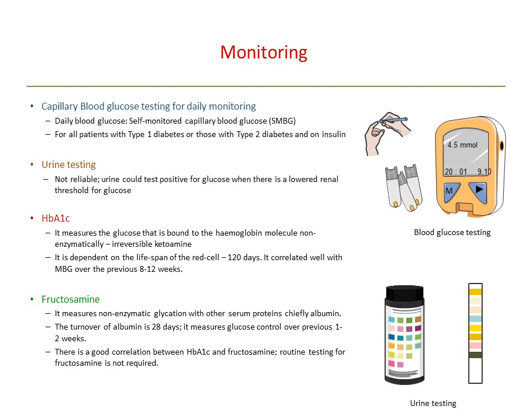A long-term measure which is extremely reliable in the majority of cases is HbA1c, or glycosylated hemoglobin. It measures the glucose that is bound to the hemoglobin molecule non-enzymatically as an irreversible ketoamine. Of course, it depends on the lifespan of the red cell, and therefore it correlates well with mean blood glucose over the previous 8 to 12 weeks.